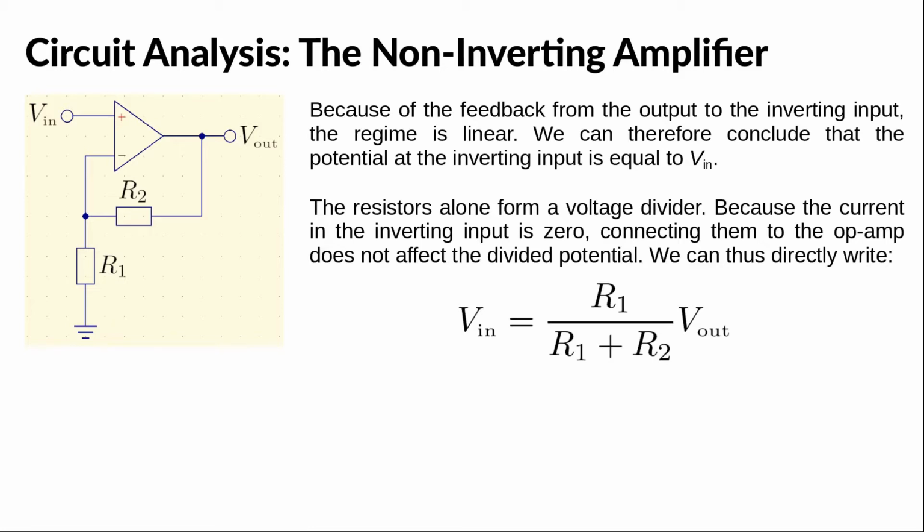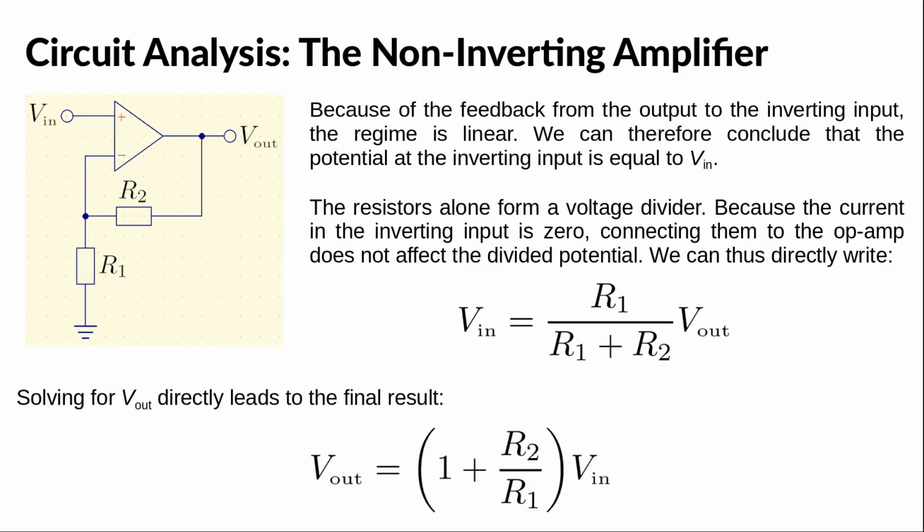Thus, the input voltage is equal to the voltage produced by the divider. All that is left is to solve for the output voltage, which leads to our final result. The output voltage is equal to the input voltage multiplied by a constant.